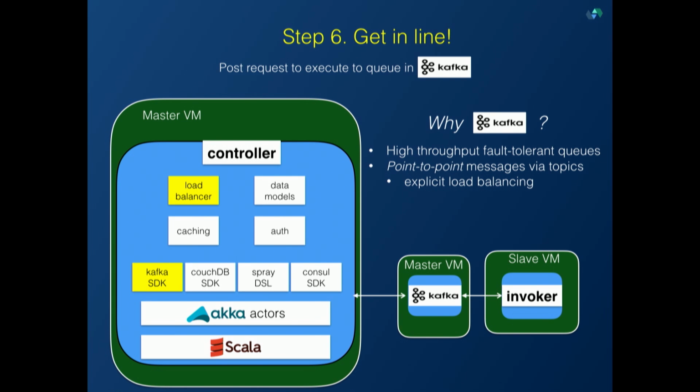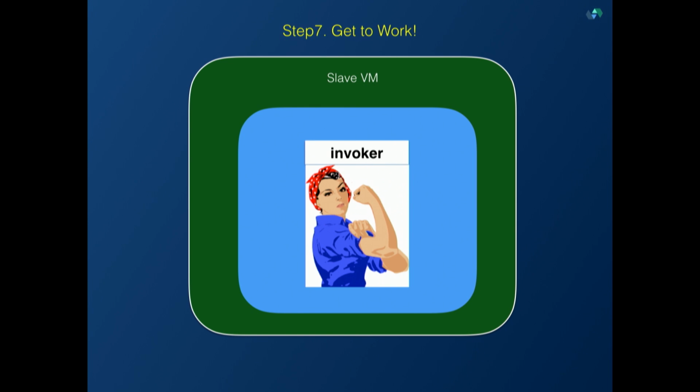If you see in the system, messages are always given a topic, which basically identifies the receiver of the message. So we'll pick the exact slave VM where we want to execute this, send a message to that slave VM through Kafka, and it'll get there. Once it gets to the slave VM, it's picked up by a component called the invoker. So if the controller is the brains of the system, the invoker is the muscle. This is where the real work of running all the user code is going to get done.